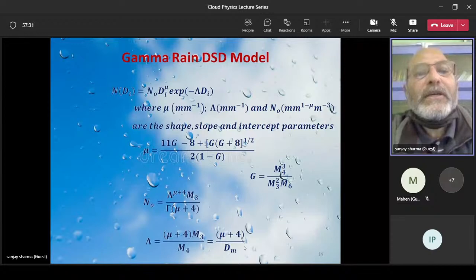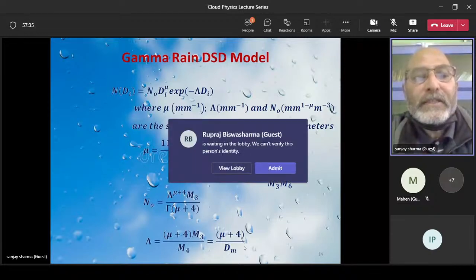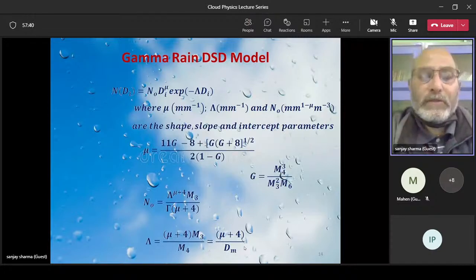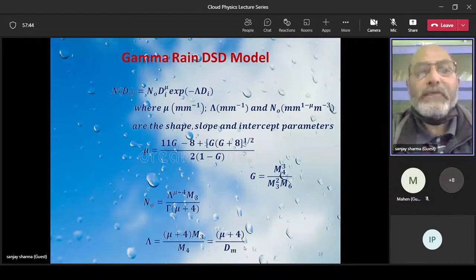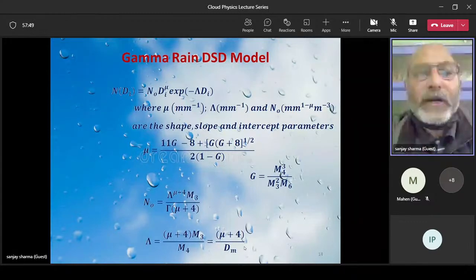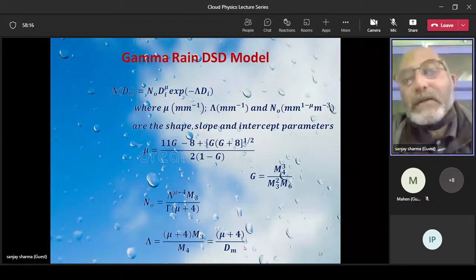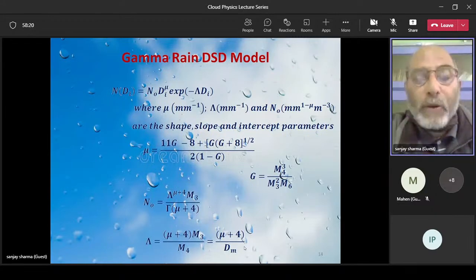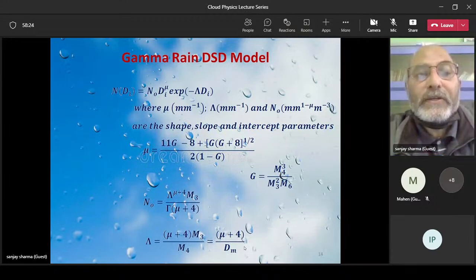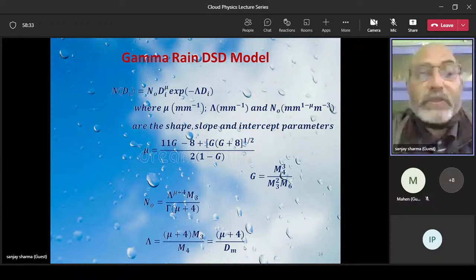So for example, if mu is positive, it will indicate the upward concave shape of the DSD model. And if it is an upward shape, it indicates that the middle range drops are dominating in the DSD spectrum. And if it is negative, in that case, it will be a positive concave shape of the DSD, which will indicate that middle drops are fewer, and larger drops and smaller drops are dominant. So it gives a very important view of the raindrop size shape as well as what type of process is taking place. So it is a very important parameter.